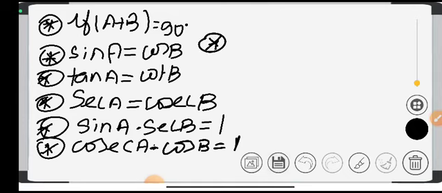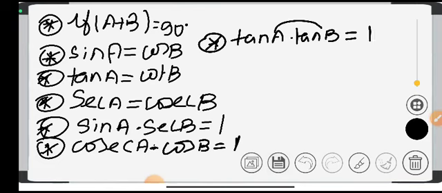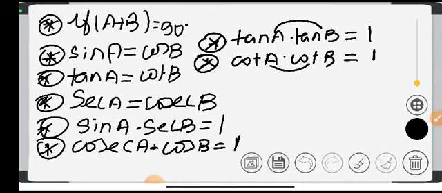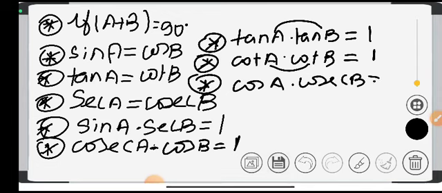The next one, if I write tan A into tan B, if both the angle sum is 90 degree, then it will be written as 1. Okay, if cot A into cot B, if both the angle sum will be 90 degree, then resultant will be 1. Okay, if I write cos A into cosec B is equal to 1.